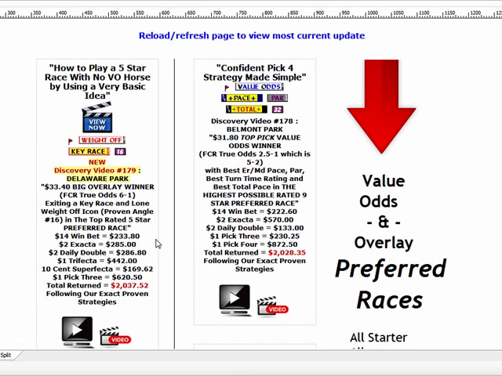Alright, the $14 win bet returns to you $233.80. The exacta for $2, $285. The $2 daily double, $286.80. So even if you only played the 3 basic wagers, you've collected a nice little tidy sum there.